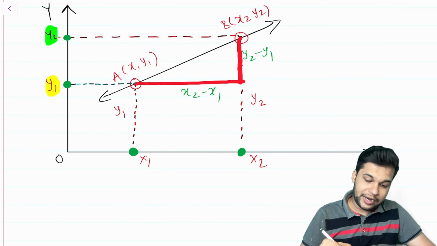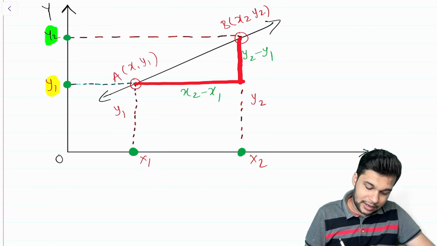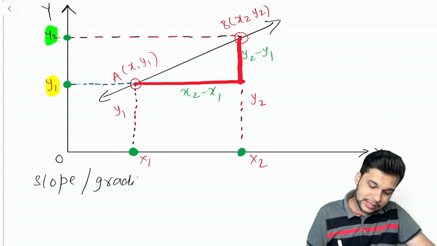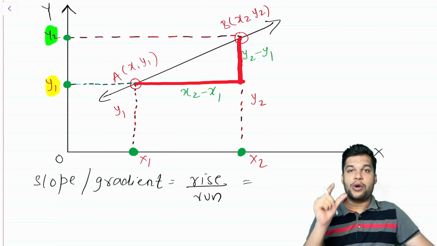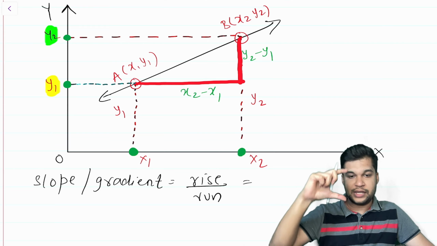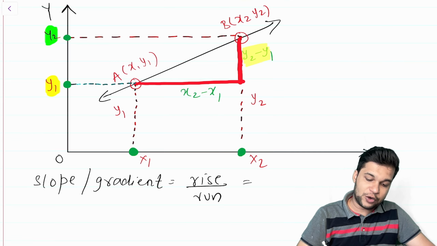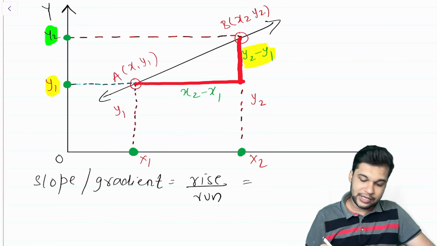Now, what is gradient? What is slope? The slope or the gradient is nothing but rise over run, right? So what is the rise? The rise is y2 minus y1, right?